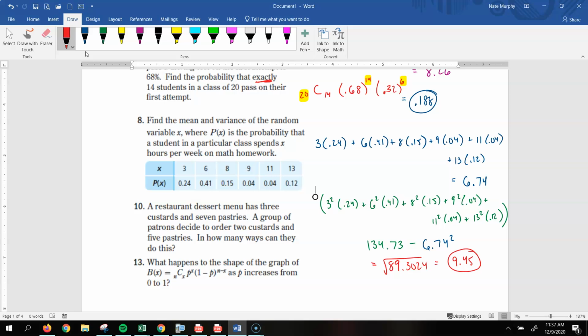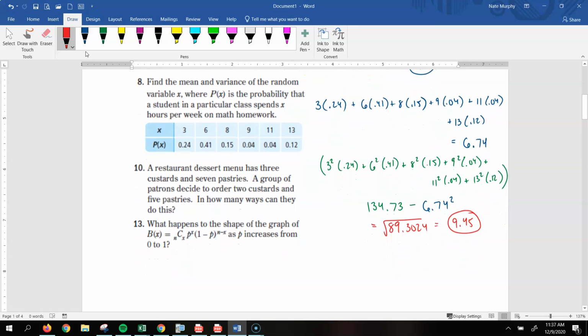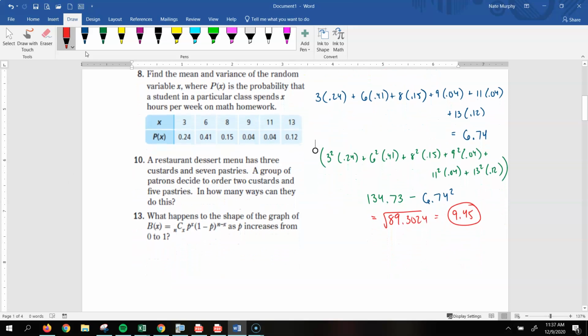All right, let's look at number 10. Number 10 says, a restaurant dessert menu has 3 custards and 7 pastries. A group of patrons decides to order 2 custards and 5 pastries. In how many ways can they do this? Well, here's how you're going to set this up. So first off, we're going to look at the totals. So there's 3 custards and 7 pastries.